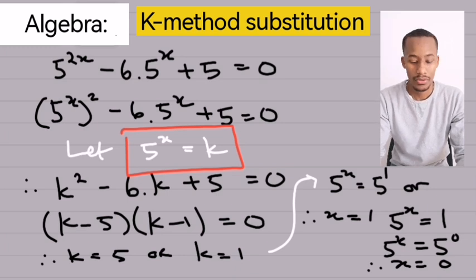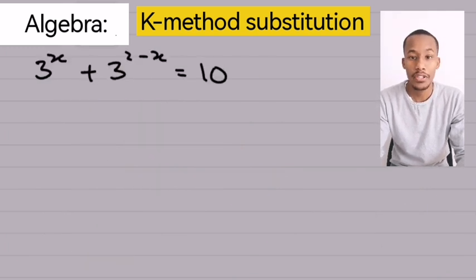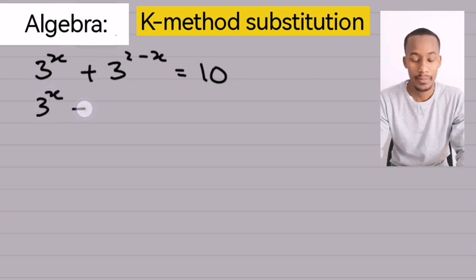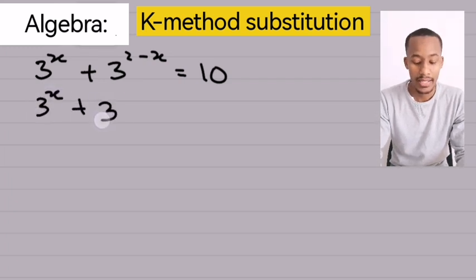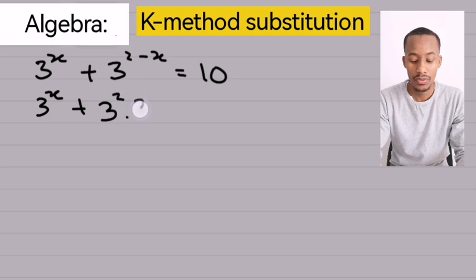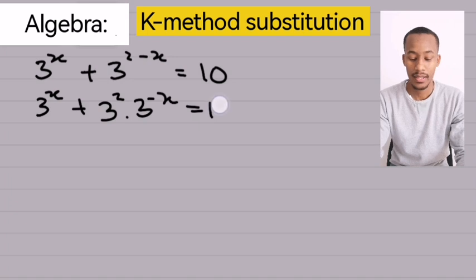Moving on to example number 2. This time we have 3 to the power of x plus 3 to the power of 2 minus x equal to 10. So first I want to break up my second term. I'm going to write that as 3 to the power of 2 times 3 to the power of negative x.